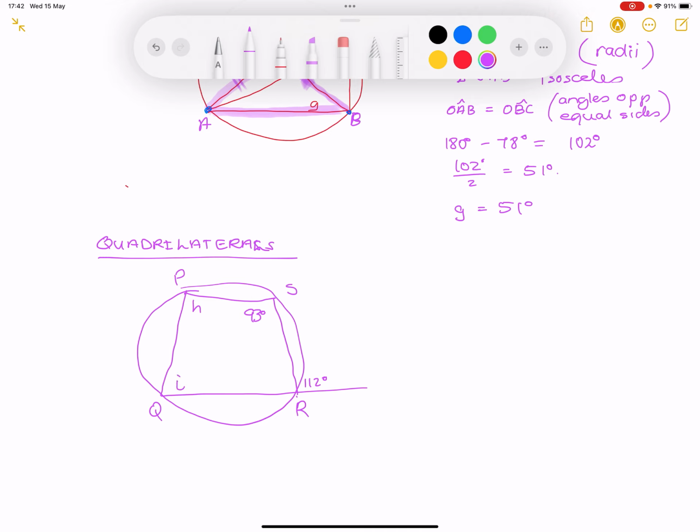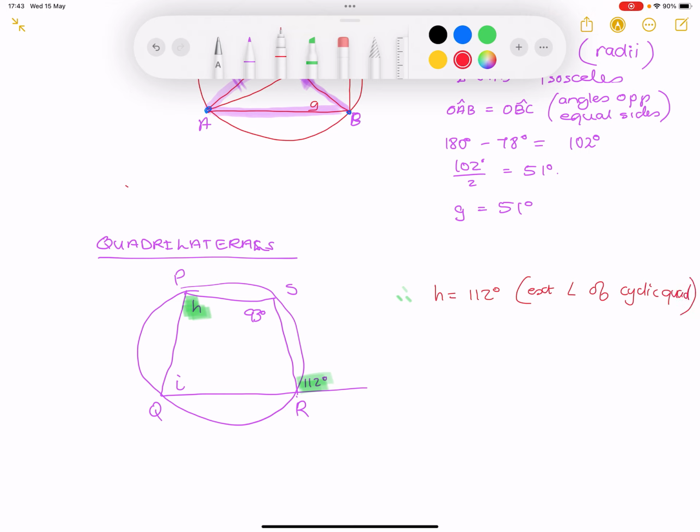Okay, the first one that you have is that the exterior angle of a cyclic quad is equal to the opposite interior angle. So therefore, H is equal to 112 degrees. Exterior angle of cyclic quad. Yes, ma'am.